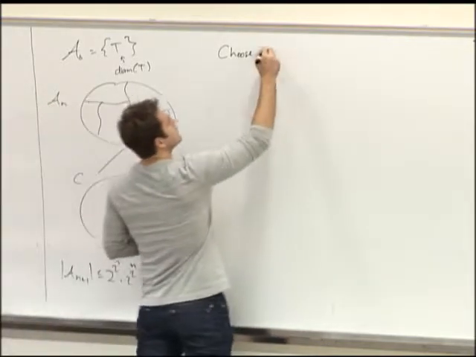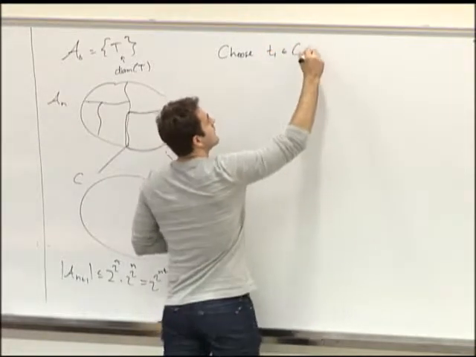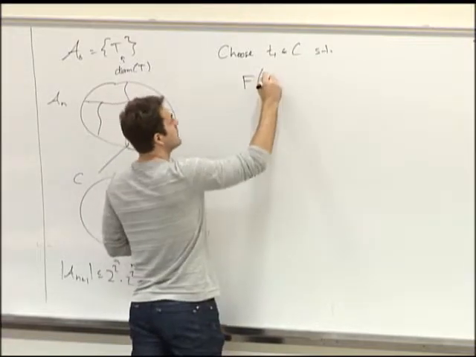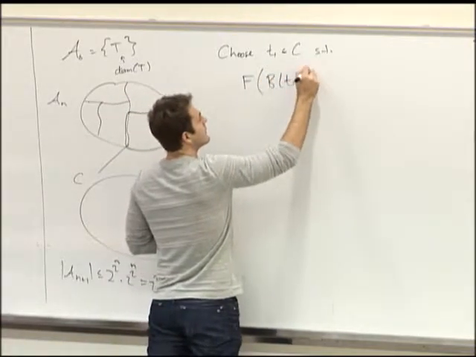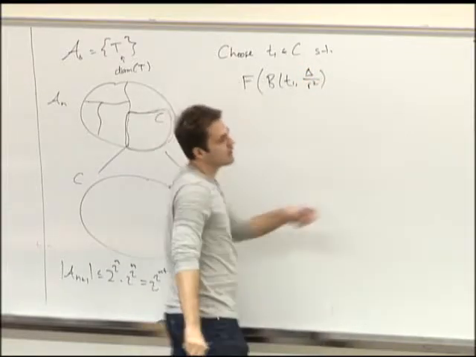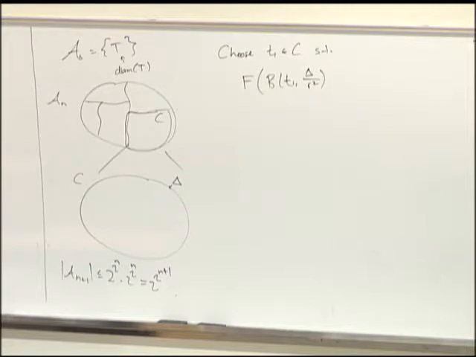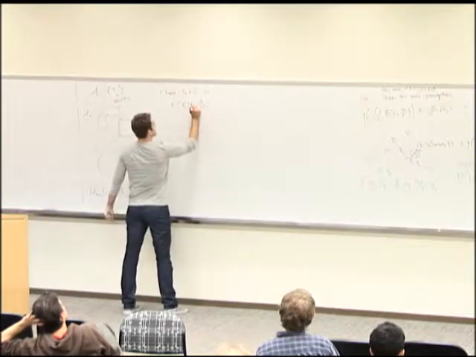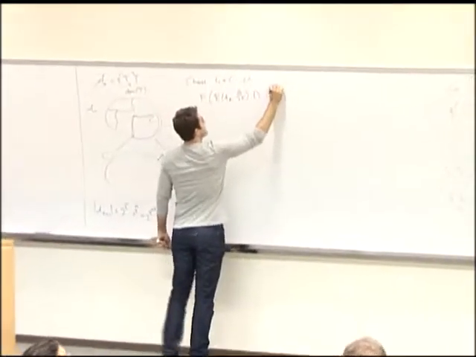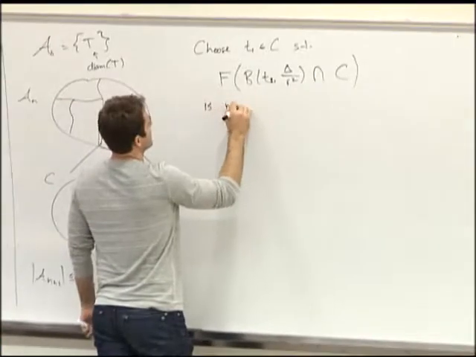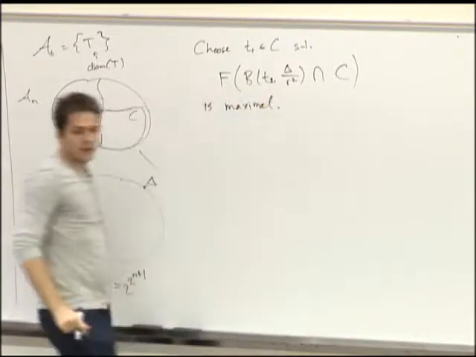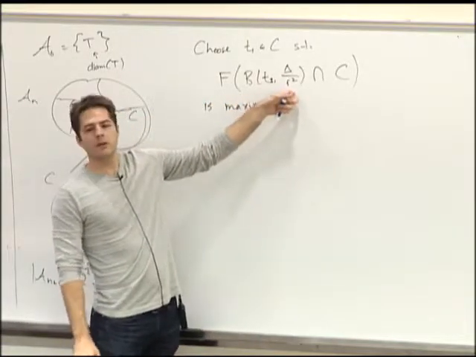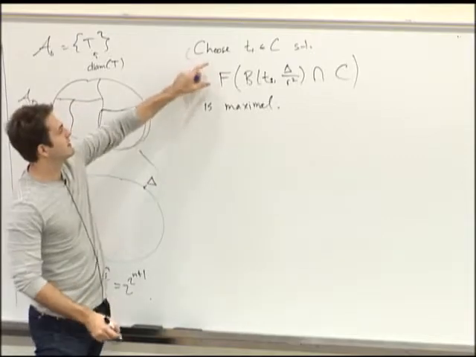Okay, so now choose T1 in C such that the following quantity is maximized. Take your functional, look at the ball around T1 of radius delta over R squared. R is some constant which is bigger than 20 and such that this is satisfied. Just think about R as a constant. I mean, it is a constant. Such that this intersected with C is maximal. In other words, cut out the biggest piece you can, where big is defined by looking at this small ball around the point.